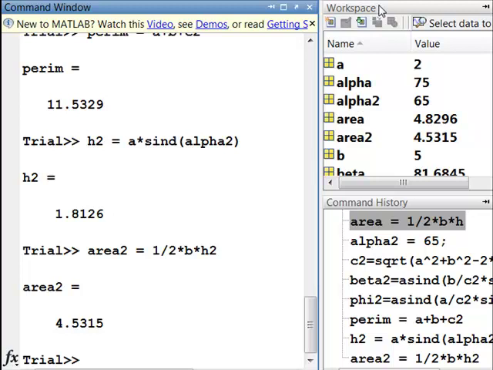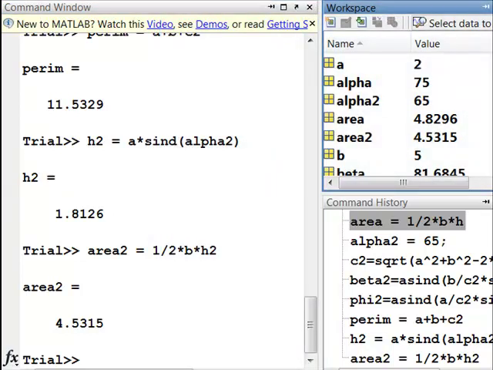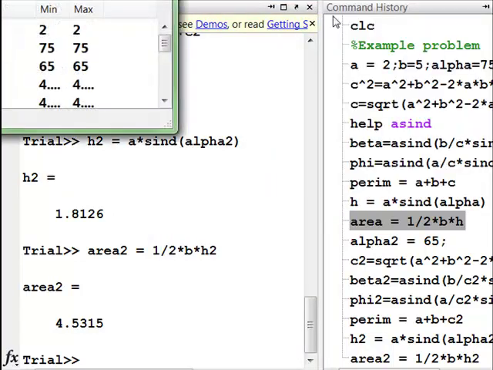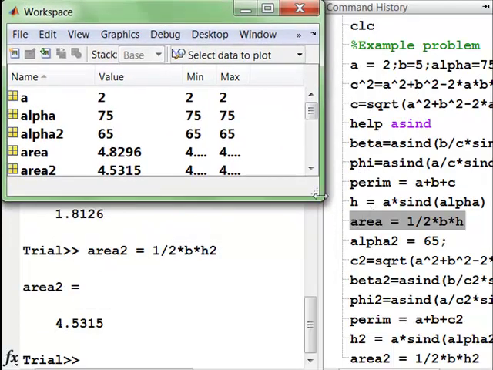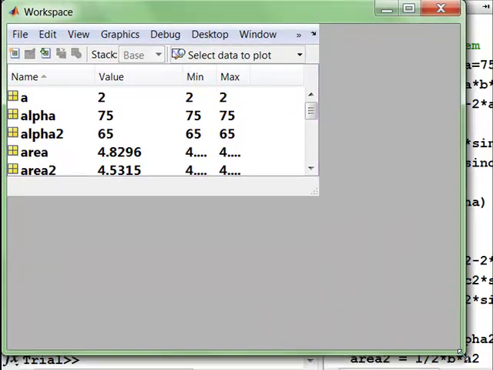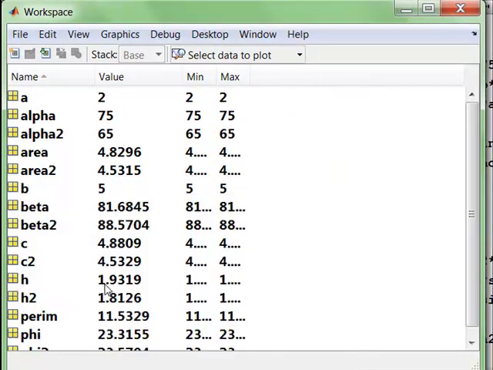And what I'm going to do now is undock the workspace here, just so we can see it a little bit larger. Bring it into our window, and scroll it down, resize it. So now we can see all our variables. So there's A, B, and C, C2, H, and H2. So we can see how things are changing when we change alpha to 65. So that concludes this example. We're going to go back and just talk a little bit about our problem solving process here.